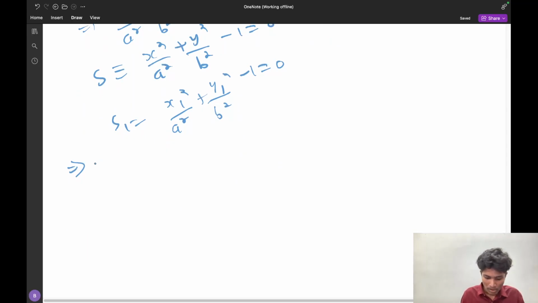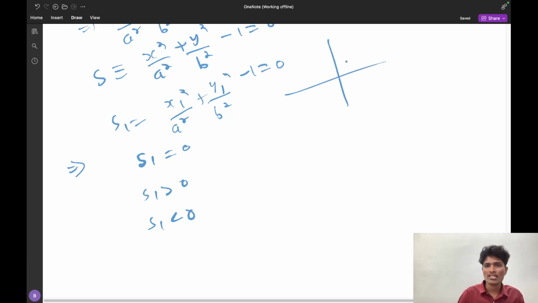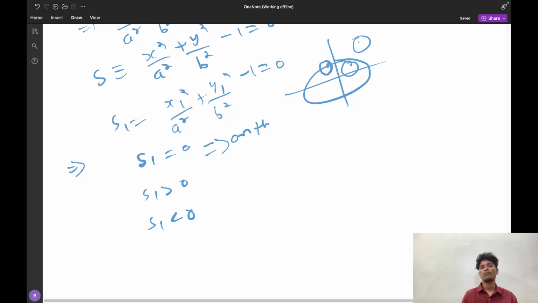here the main important thing is that with the help of the S1 value, whether it is 0, greater than 0, or less than 0, we can decide whether the point is inside, on, or outside. Suppose this is an ellipse, the point can be on, it can be in, it can be out. So when S1 is equal to 0, it is satisfying the ellipse, so it is on the ellipse. And when S1 is greater than 0, we will get outside. And when S1 is less than 0, it is inside the ellipse.